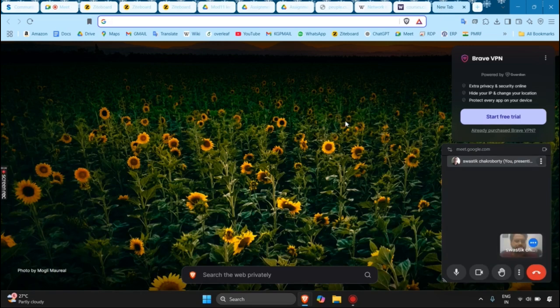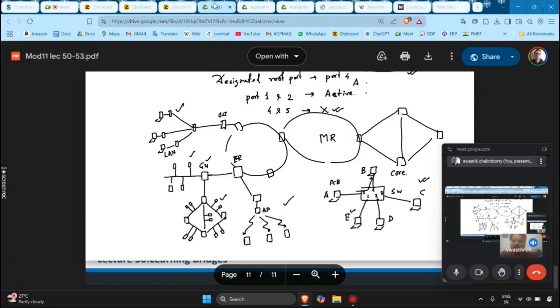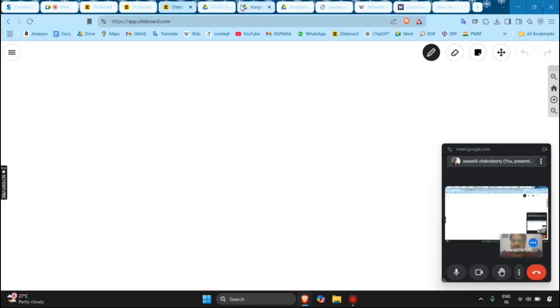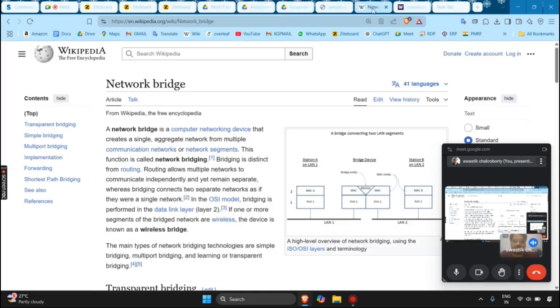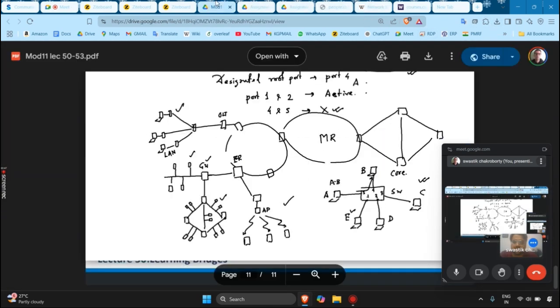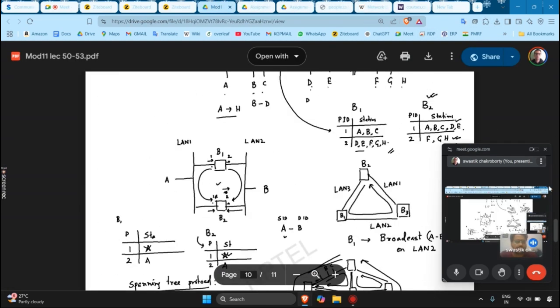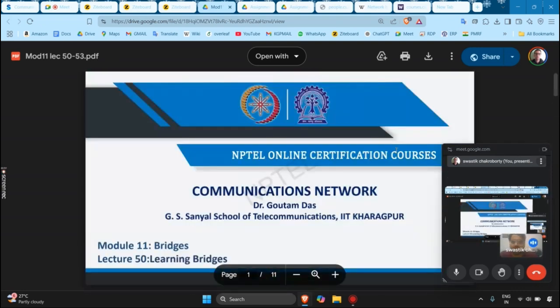The topic for today is the LAN bridge algorithm and the LAN spanning tree algorithm. We will be going through network bridges, and then we will go through the spanning tree algorithm for LAN, and then we will solve some problems based on these topics. So the first topic for today is bridges and learning bridges.